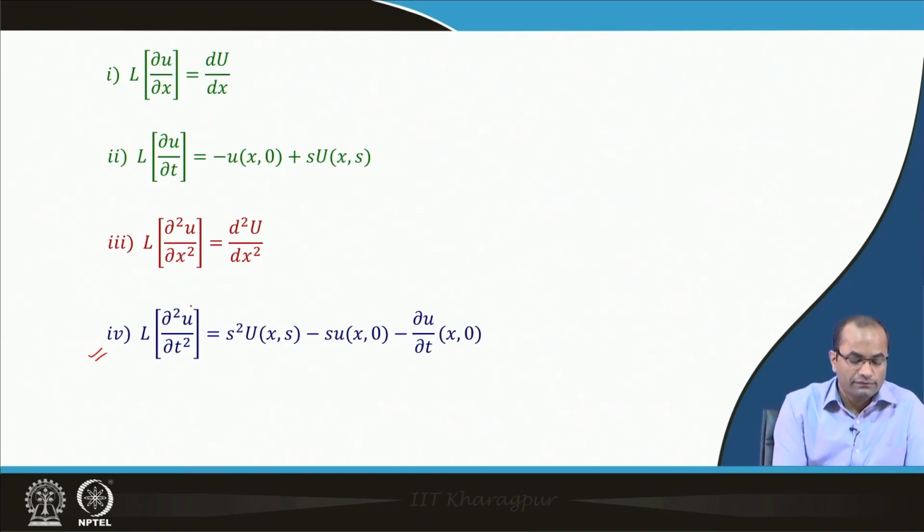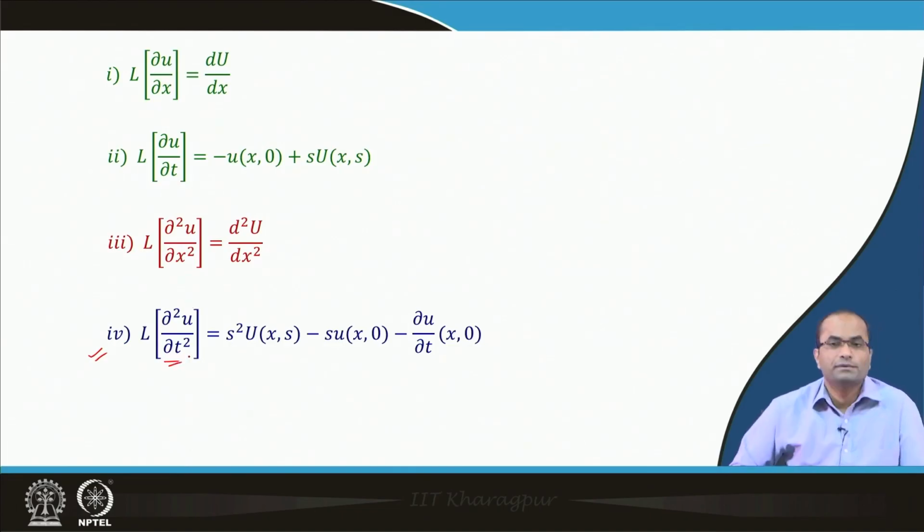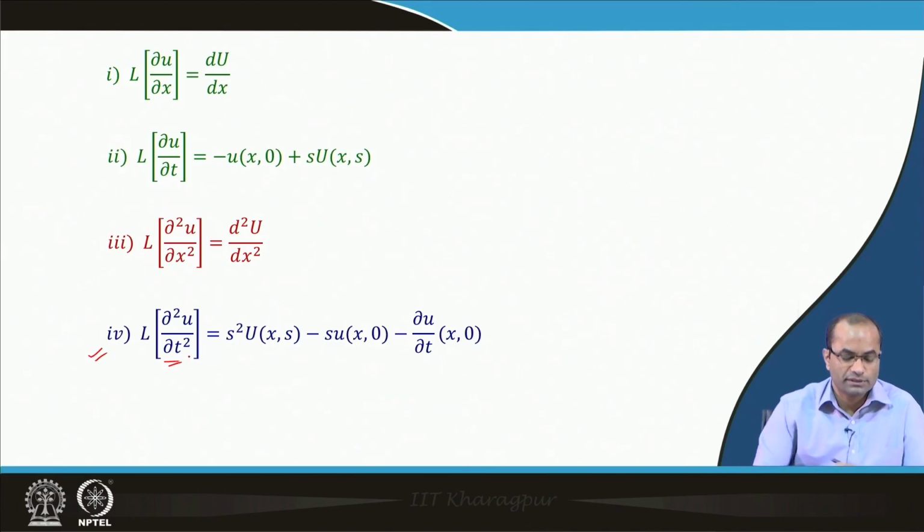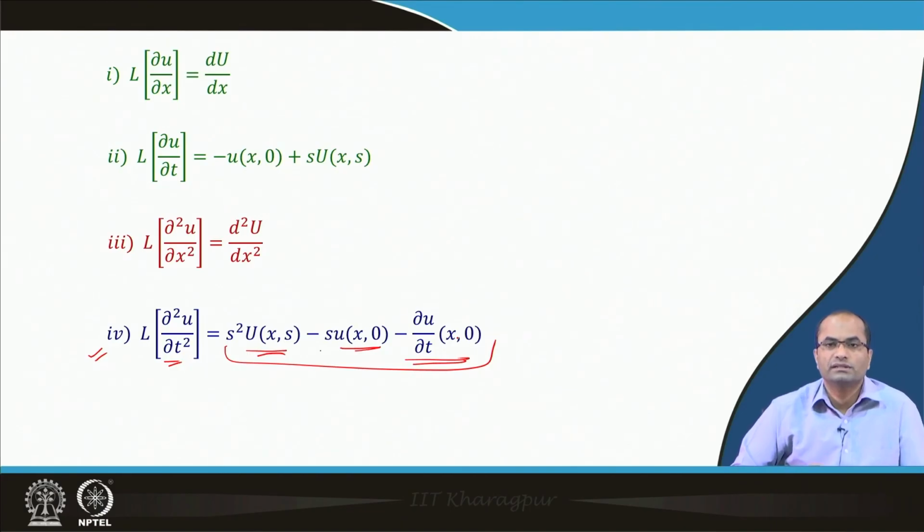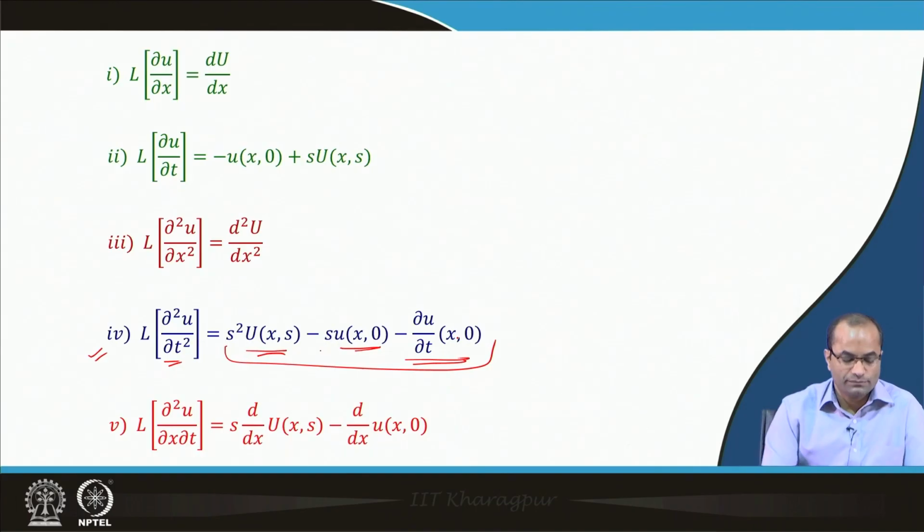Next, when we have the second derivative with respect to t, we have the derivative theorem for the second order case: s square U(x,s) minus s u(x,0) minus ∂u/∂t(x,0). So, keeping x as constant, we have applied this derivative theorem.